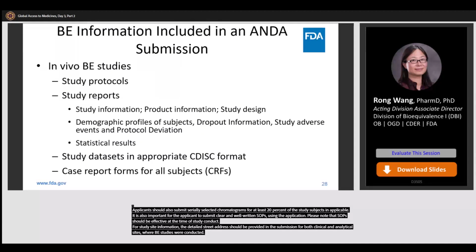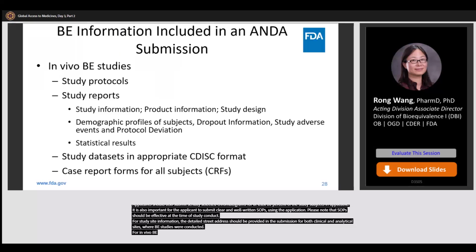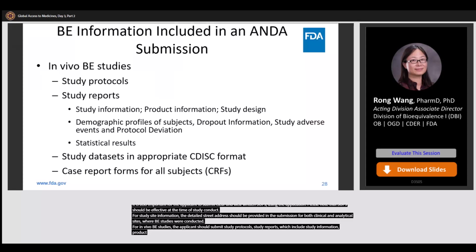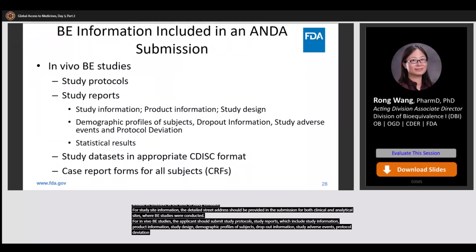For in vivo BE studies, the applicant should submit study protocols and study reports, which include study information, product information, study design, demographic profiles of subjects, dropout information, study adverse events, protocol deviation, and statistical results. The applicant should submit study datasets in appropriate CDISC format and case report forms of all subjects.